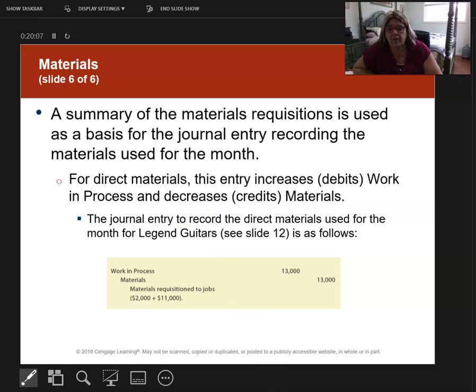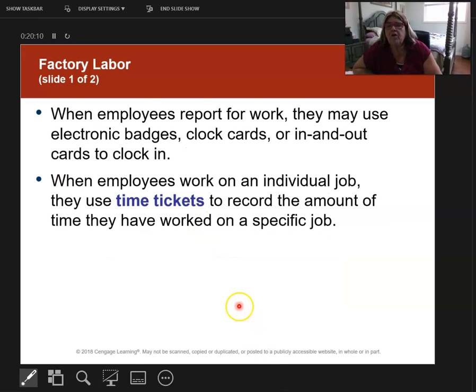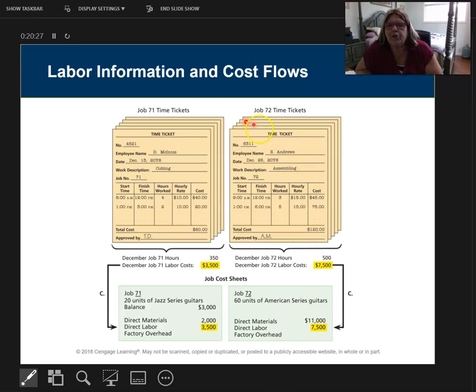Now let's look at labor and how we bring labor in. Okay, so what happens with factory labor is we have to be able to keep track for each job how much time is being worked on by how many different employees. So the best way to do that is to use some sort of tickets or badges or some way to track the time. So here are my two jobs. Here's job 71, job 72. And this, I add up all the time tickets or the cards. And so it was a total of 350 hours total. And I believe it's at $10 an hour. Yeah, the hourly rate is $10 an hour.